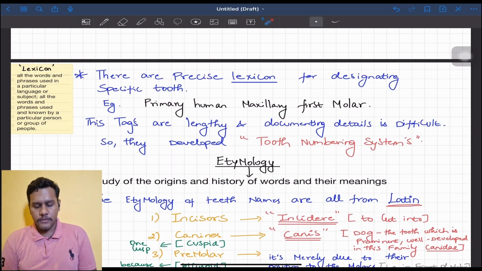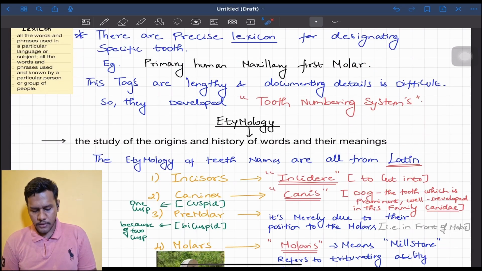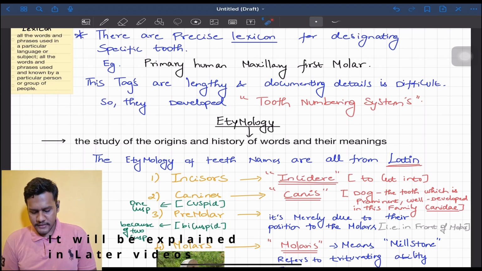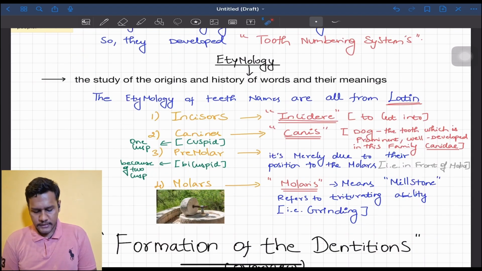The one disadvantage of these long terms is that the tags are lengthy and documenting details will be difficult. If you say every time a primary maxillary second molar, it is difficult. To overcome this problem, they created tooth numbering systems. I will further discuss the tooth numbering systems in the next video. I should have said this earlier: the term etymology is basically the study of the origin and history of words and their meanings.